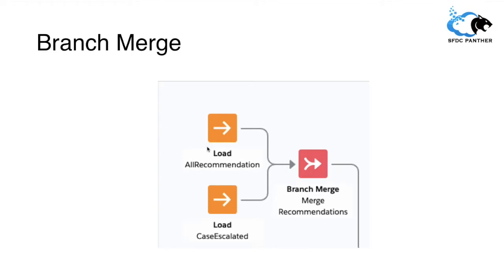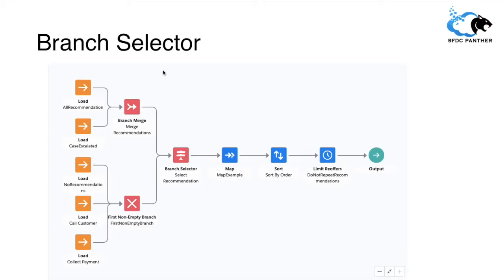We can merge the recommendations, and we can limit the recommendations passed to the output screen or the next element. And then for the branch selector element, suppose that we have different branches. If you see in the diagram, we have got 5 load statements, which means we have 5 branches. This load statement is attached to the branch merge element, and these 3 load statements are attached to non-empty branch elements. We are going to discuss that later.